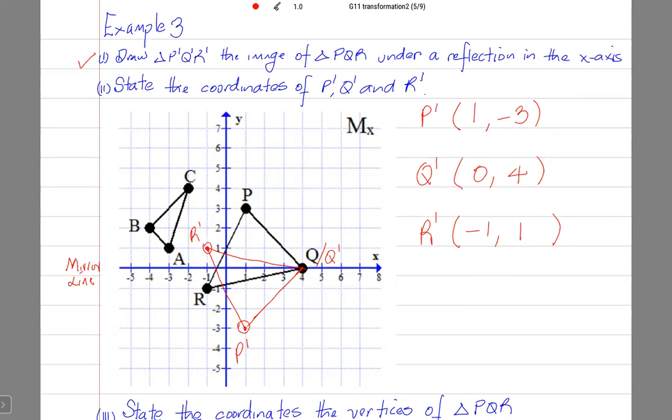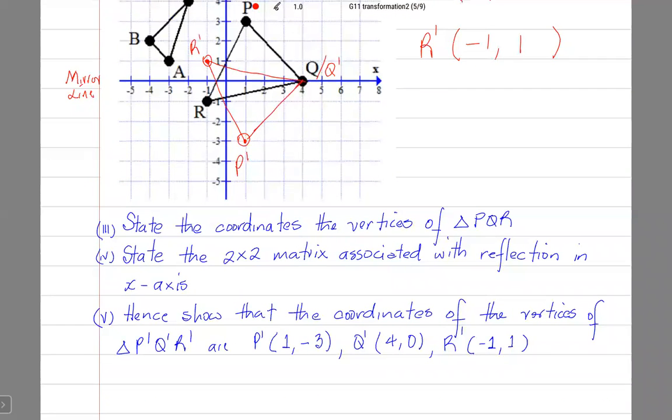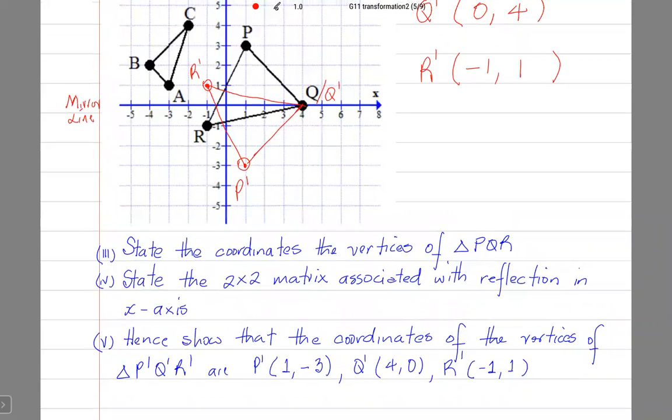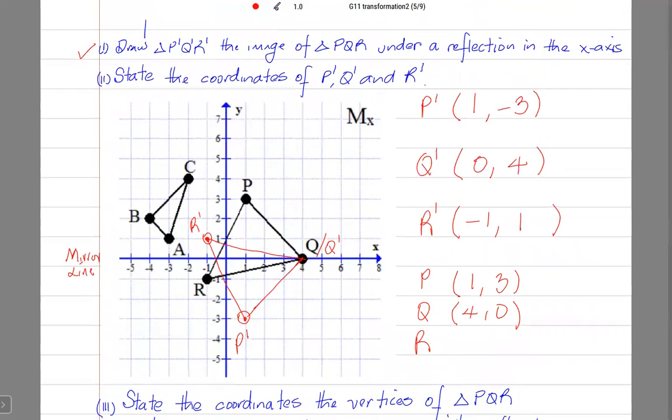All right? Now, the third thing we're asked to do, we're asked to state the coordinates of the vertices of P, Q, and R. All right, well, let us do that quickly. P is 1, 3. Q is 4, 0. It wasn't 0, 4, so I was wrong, which somebody should have pointed out to me.